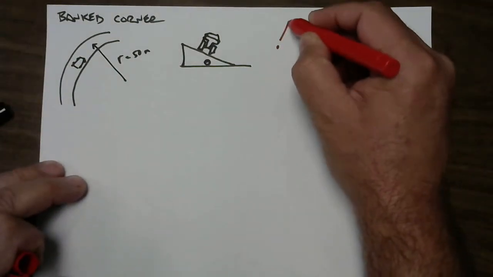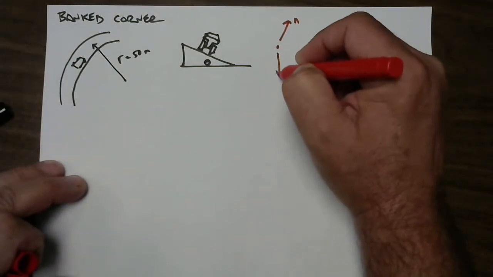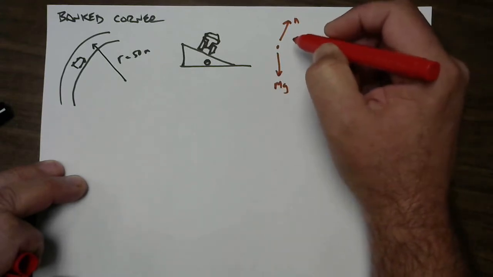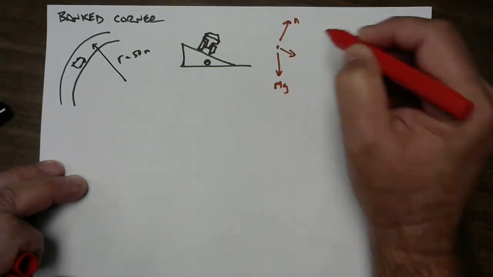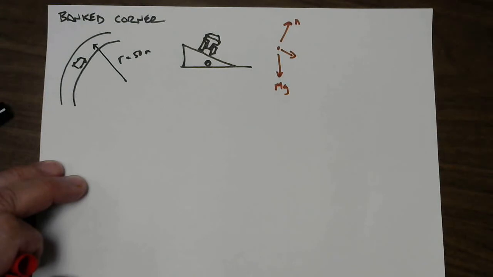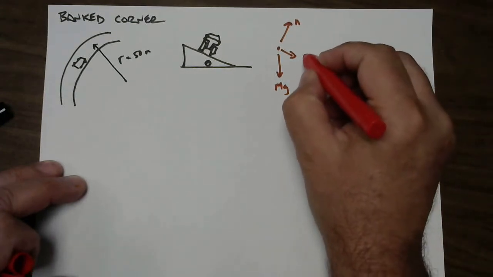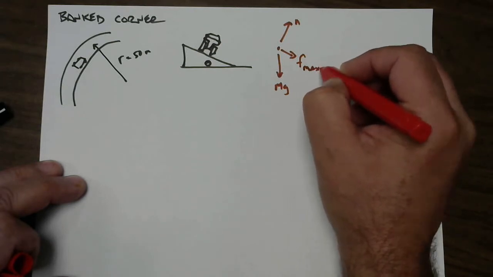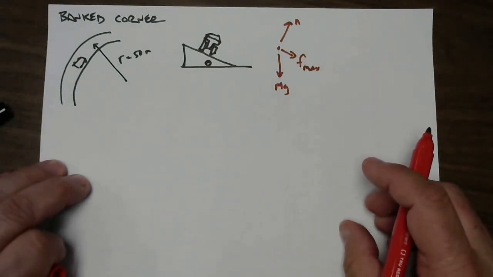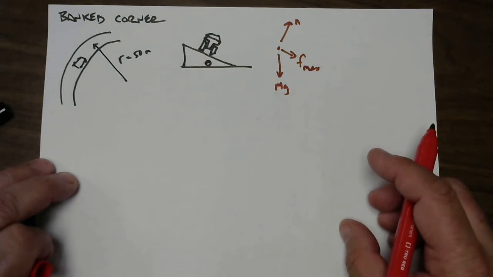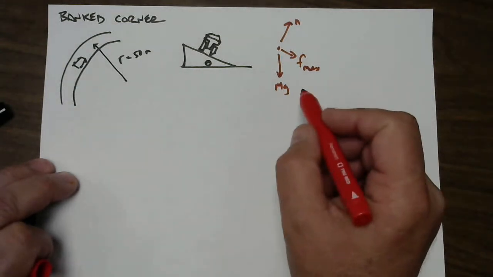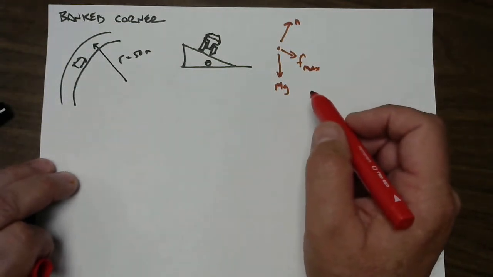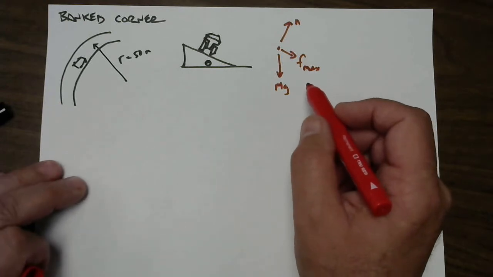Now the normal force is this way, weight is this way, and friction is still parallel to the roadway, so friction would be this way if necessary. I'm putting F max for the maximum amount of friction. See how fast you can go. Before we do this, I'm going to do a slightly different problem that's a little easier.